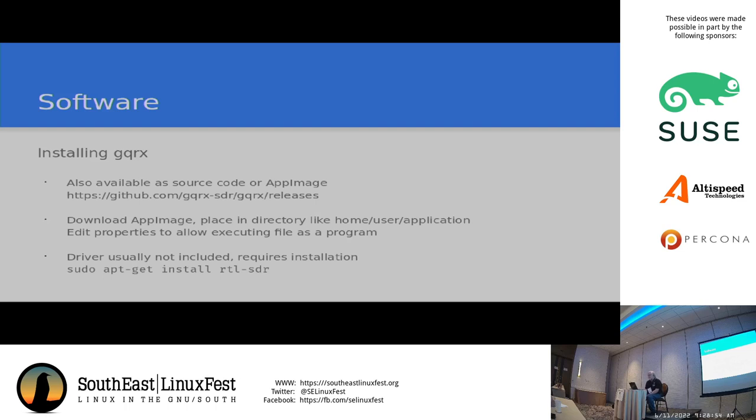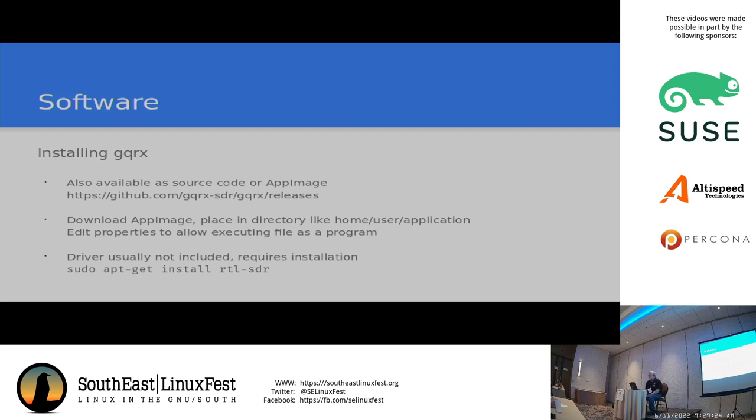The other little gotcha that I found was by default, when you plug one of these devices in, Linux thinks it's a TV receiver. It's got the drivers for the DVB that use the device as a television receiver. So you actually got to get the right driver for the RTL SDR, which you have to install separately.